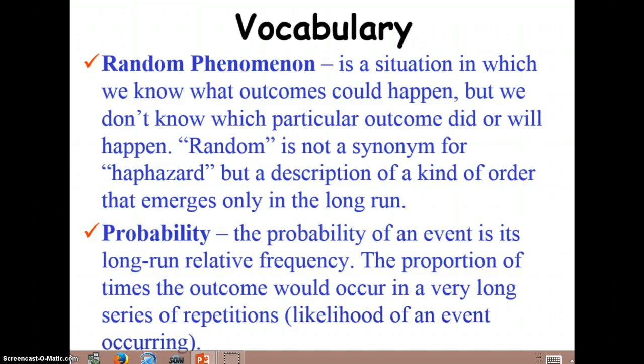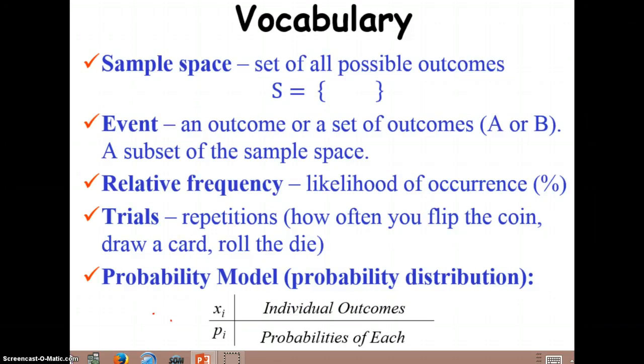Relative frequency means percentages. The sample space is the set of all individual possible outcomes. We have different events that are subsets of that sample space. Relative frequency, again, is percentages. Trials is how often things happen: how often you flip the coin, draw a card, or roll a die. And then this probability model, or probability distribution, at the bottom is a chart of all these different probabilities.